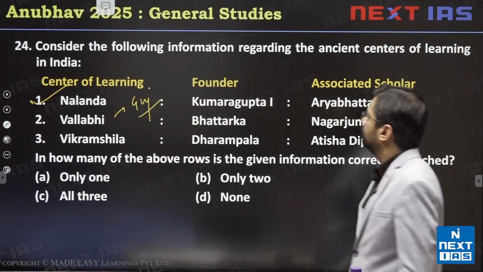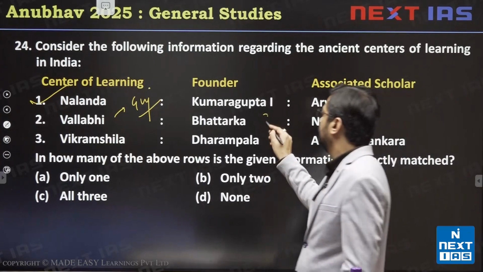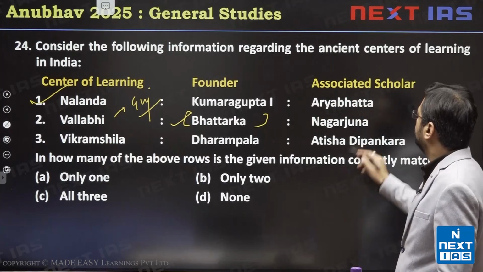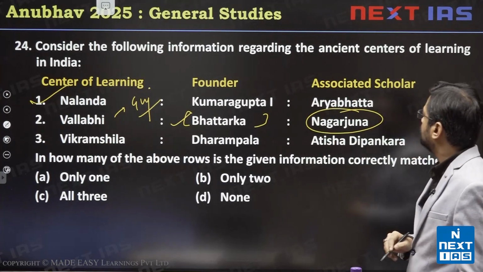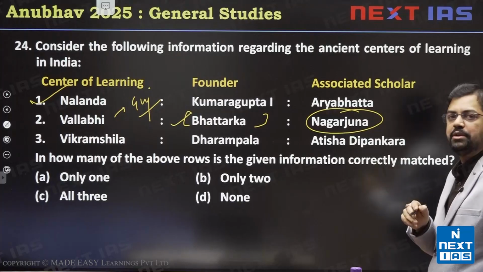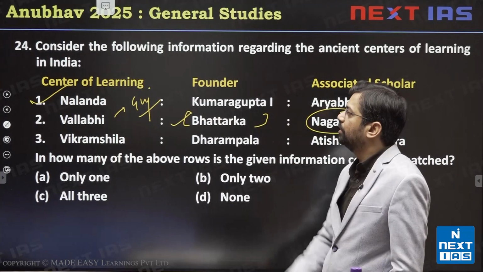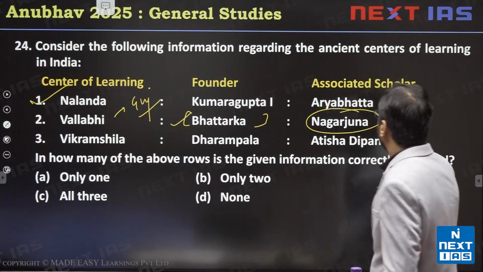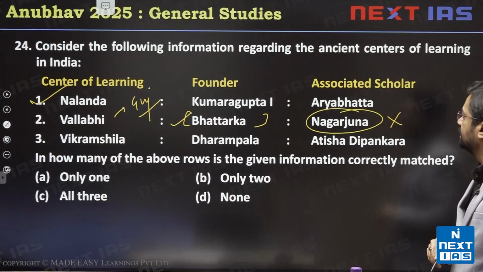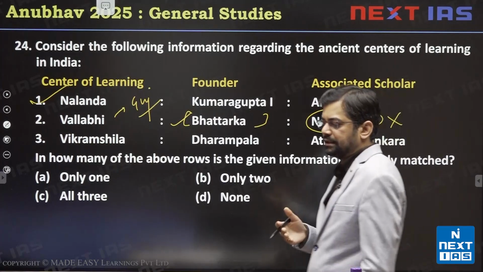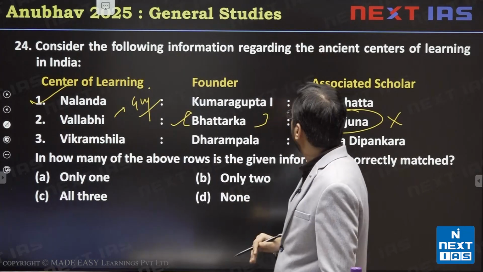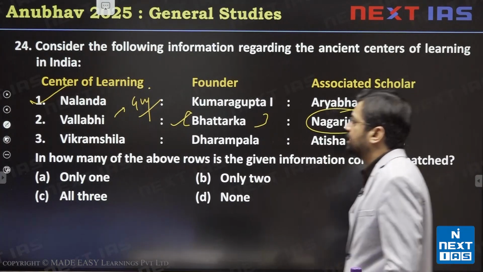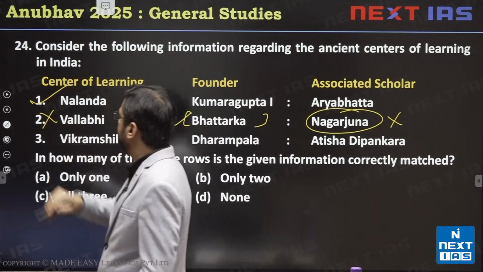Maitraka dynasty, where one of the rulers was Bhatarka, he founded this university, and that is going to be in Gujarat. One thing which is wrong here is Nagarjuna, because his time span is much earlier than the foundation of this particular university. So that's why this statement is incorrect. Nagarjuna, who was a Buddhist scholar, his time period was much earlier than the university.